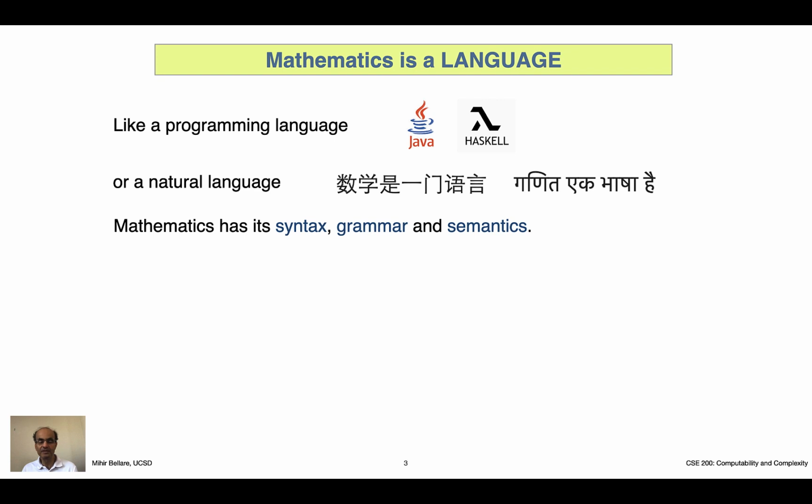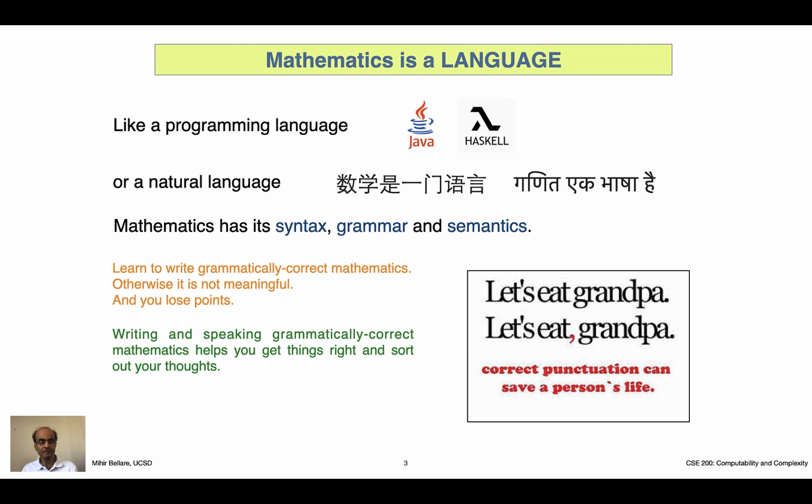Syntax is the symbols and sounds that the language uses. Grammar is rules about how you can put them together or not put them together meaningfully. And semantics is how you interpret those symbols as meaning.